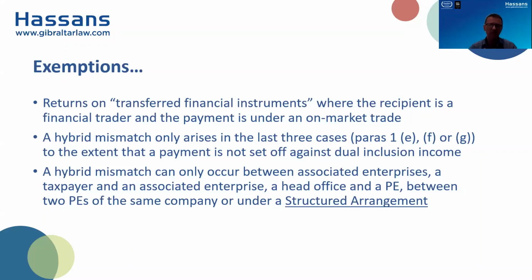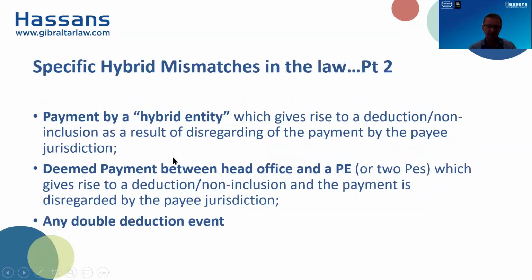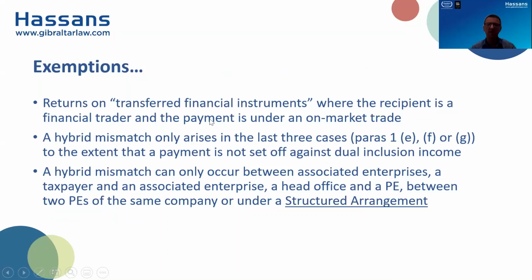Secondly, a hybrid mismatch arises only in the last 3 cases. That's these 3: payment by a hybrid entity, deemed payment between a head office and a permanent establishment, and any double deduction, to the extent that a payment is not set off against dual inclusion income. So where you have a double deduction, you might also have a dual inclusion. It may balance itself out in those 3 particular scenarios, so that's okay as well.